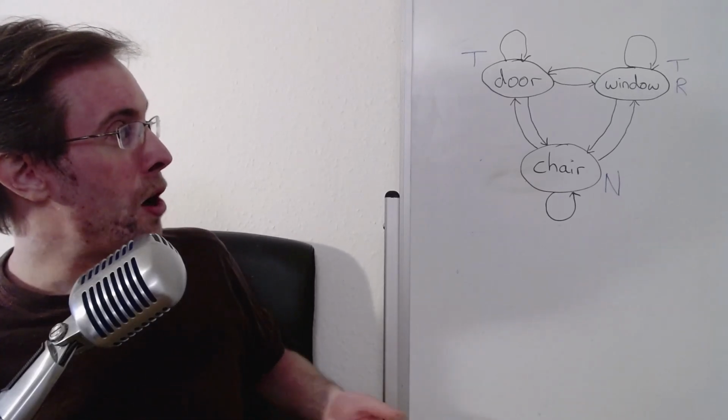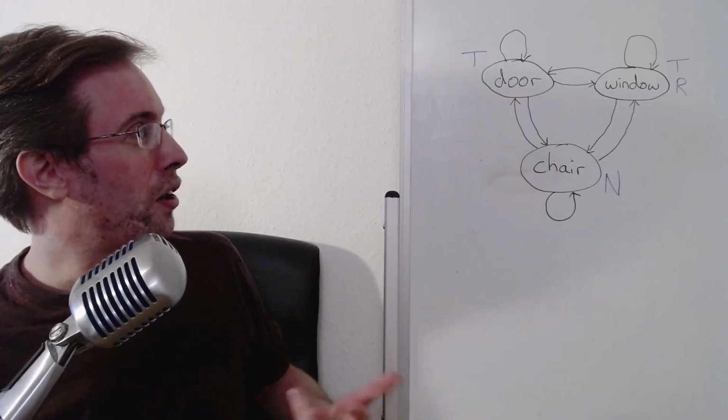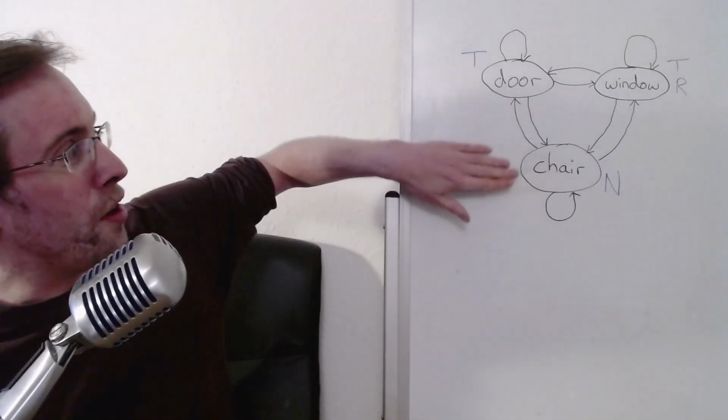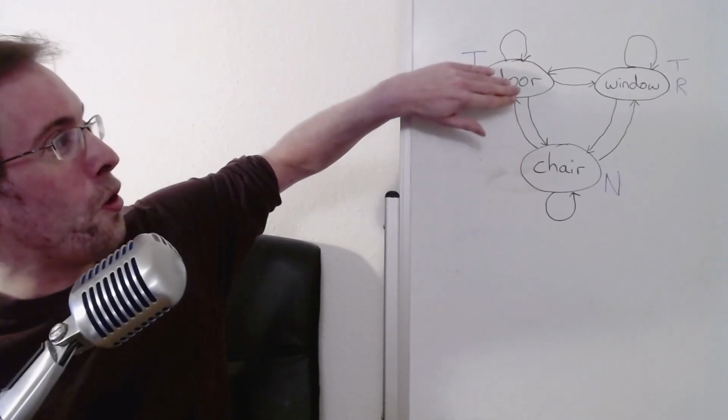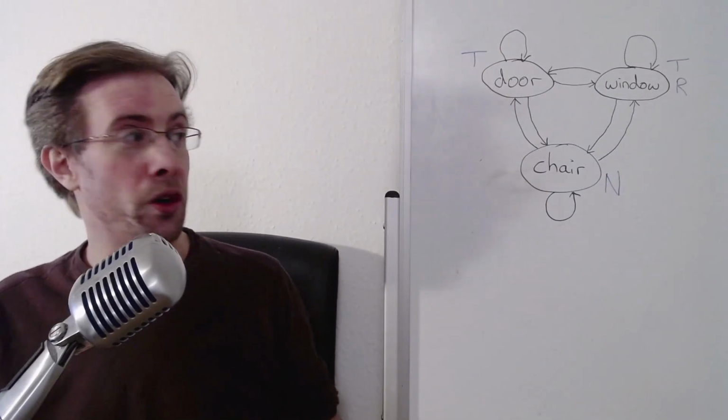Our set of worlds is given by three states, three possible worlds. We have the chair, we have the door, and we have the window. So those are our three worlds of the frame.